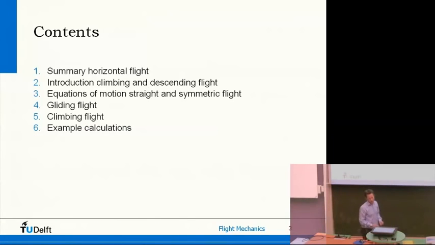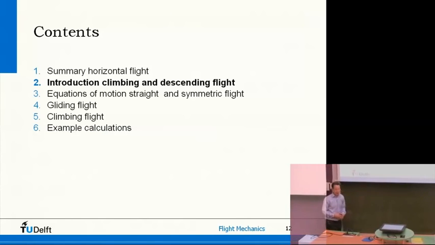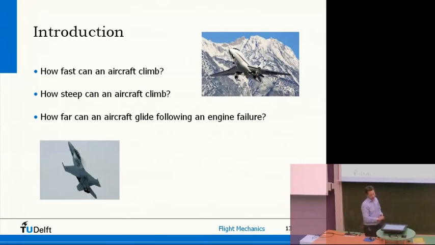Now, I'm not going to give a summary of the horizontal flight because I just did that. But now let's have a look at climbing and descending flight and what could actually be the parameters that you try to maximize or minimize in that case. So the question I'd like to answer is, how fast can you climb? How steep can you climb? And how far can you glide?